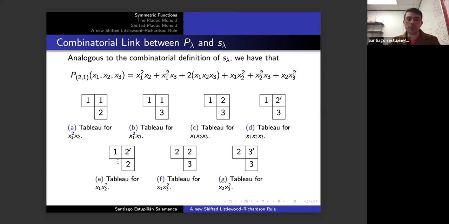When finding the content of one of these diagrams to find the associated monomial, you treat the primed counterparts as though they had no prime. So for instance, in diagram E, we have 1, 2 prime, 2, and the monomial corresponding to this is x1 x2 squared, despite the fact that one of them is primed and the other is not. And again, as you sum over all these possible ways of filling these diagrams, you obtain the P-Schur function corresponding to this partition 2 1.